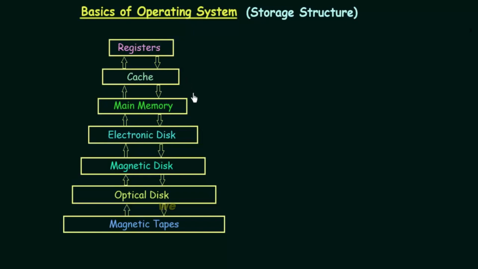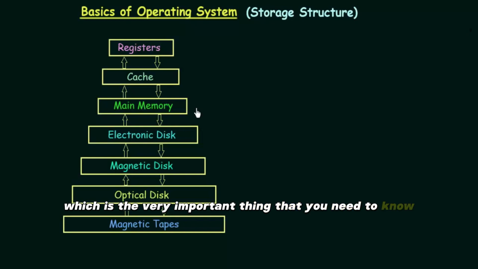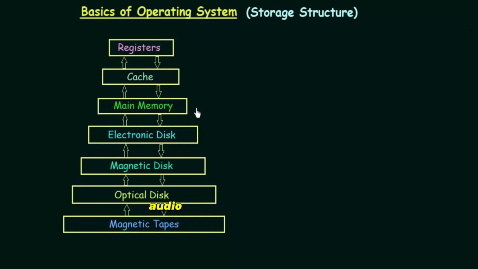And after that, we have our main memory, which is a very important thing that you need to know. An example of main memory is dynamic random access memory, DRAM, which I will be discussing in detail. Then we have electronic disk, magnetic disk, optical disk, and magnetic tapes. These are the secondary storage devices. I shall explain what main memory and secondary storage devices are as we proceed further.